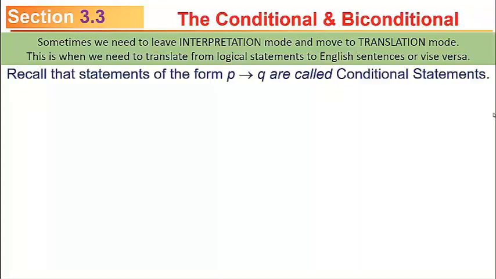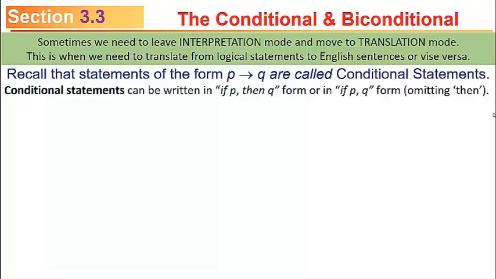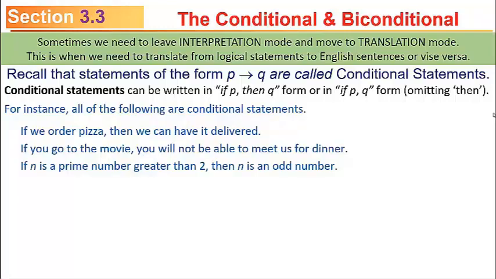Recall that statements of the form P implies Q are called conditional statements. Again, the implication, the arrow pointing to the right, has various names. Sometimes you call them if-then, you can call it an implication, you can call them conditionals. Conditional statements can be written in the form if P then Q. Sometimes the word then is left out. If P, comma Q, it just means that in English language sometimes you leave out the word then, but it's understood to be there. For instance, all the following are conditional statements.